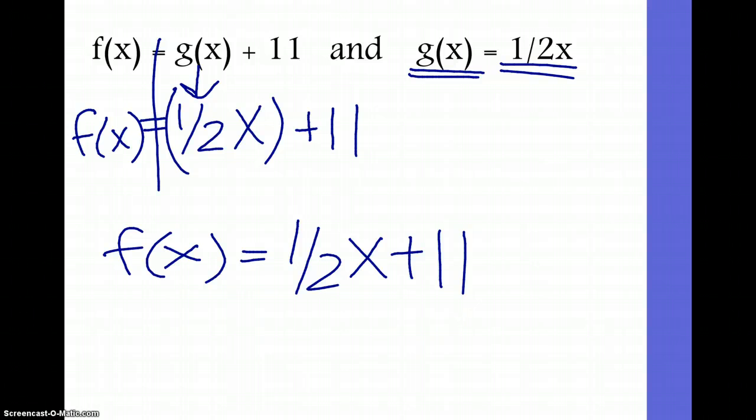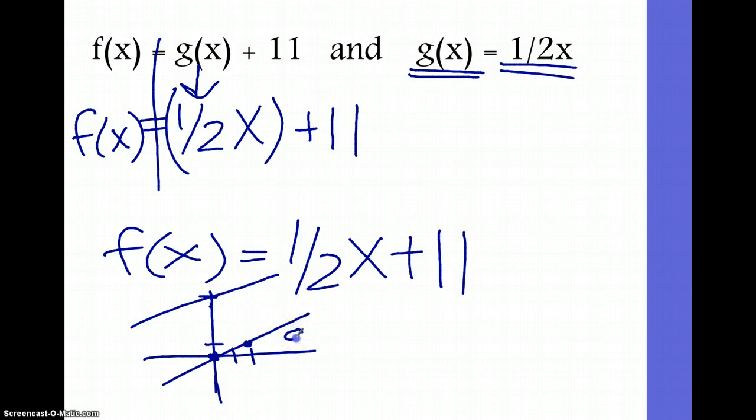It means that if you were to start at g, which starts at 0 and goes up 1 over 2, then to get f, you have to go way up to 11, and that would be f. So g is down here, going through 0, f is up 11. And they're parallel, the slopes stay the same. We're just shifting the line.